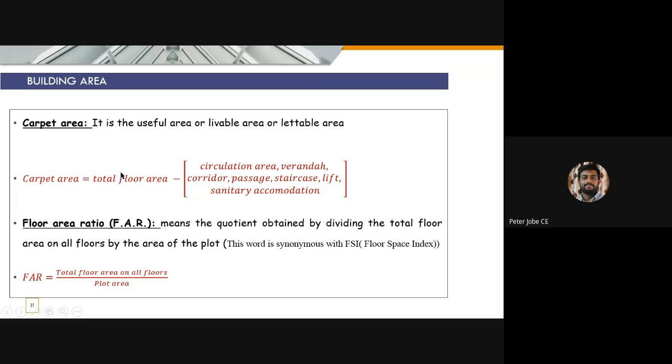So I will ask someone. Abhirami KP. Yes, Abhirami. So could you please explain what is meant by carpet area to your friends in your own language, rather than reading out from the screen? Okay, sir.